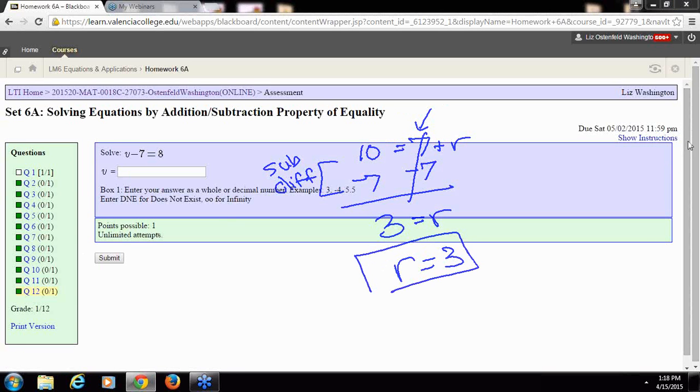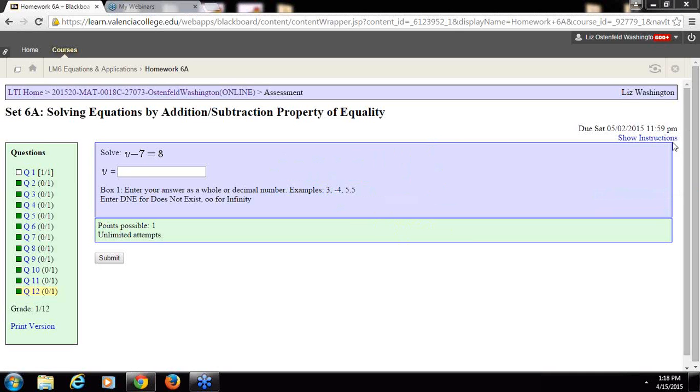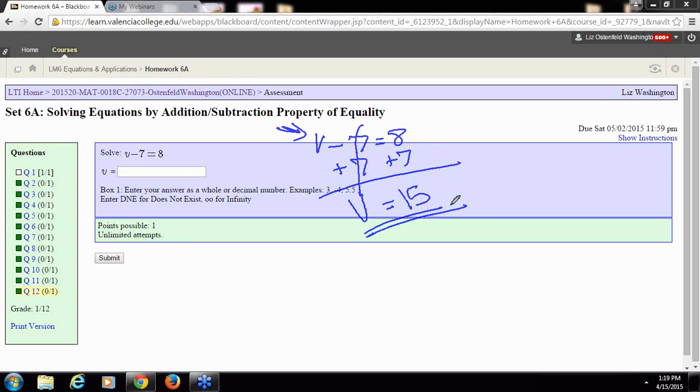We will also do this last problem here. I have v -7 equals 8. Again, it doesn't matter what letter they give you. A letter is a variable. We're just used to seeing x and y the most. Don't get thrown off by the different letters. My job is to get this v by itself. So I'm going to get rid of this -7 by making it a +7. And again, you always want to do that on both sides of the equal sign. So I get the final answer of v equals 15.